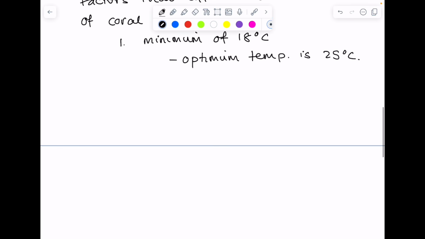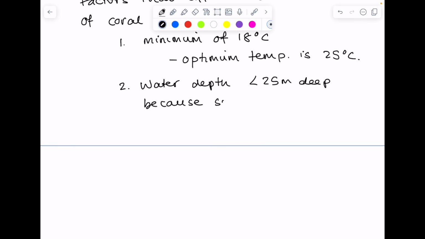In terms of water depth, you need quite shallow seas, so less than 25 meters deep. And why is that? Because it allows sunlight to penetrate, and it's that sunlight that the algae use in their photosynthesis.